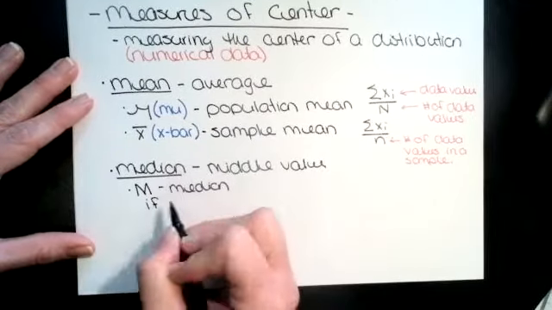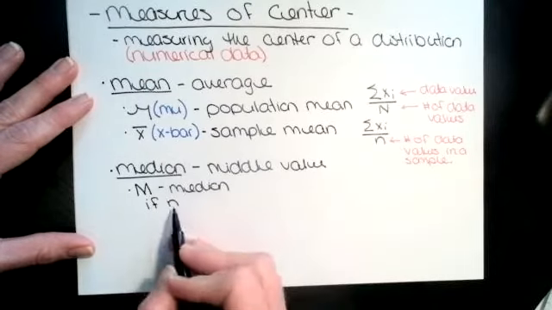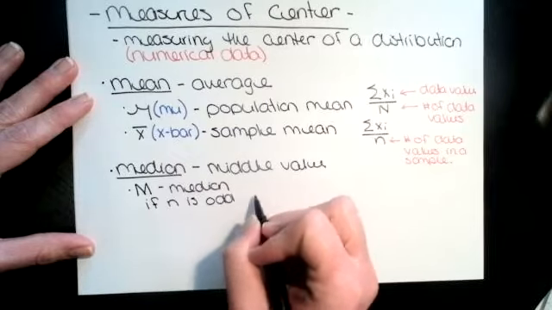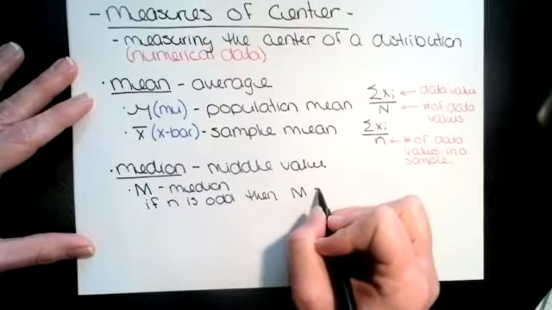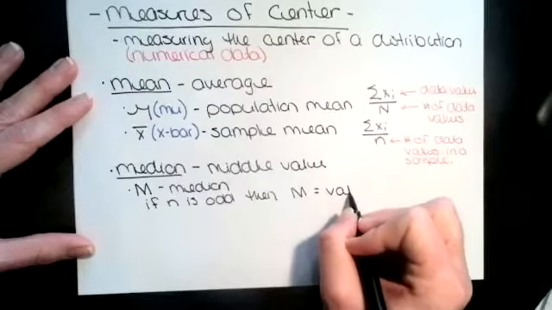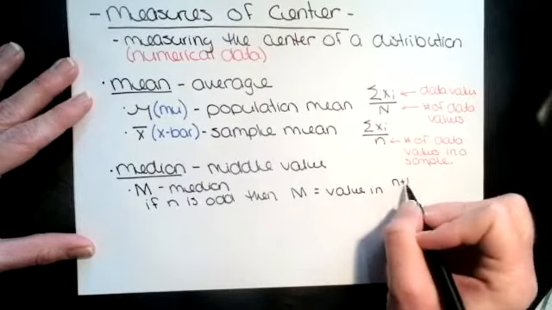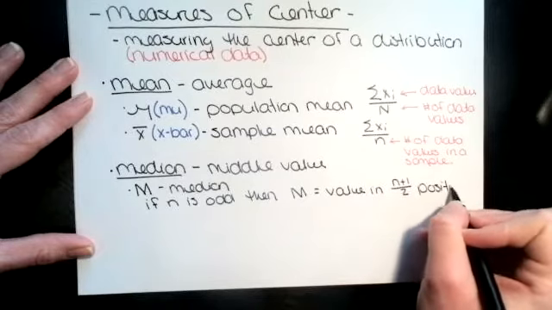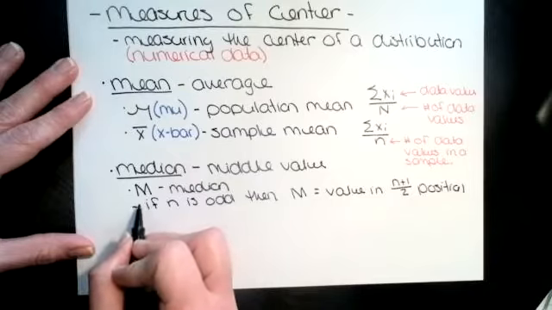So if n, our number of values in our sample, is odd, then the median is equal to the data value in the (n plus 1) over 2 position. So key word here is position.